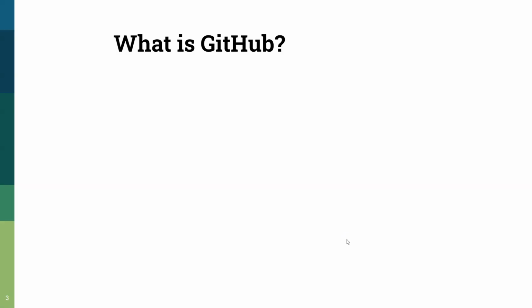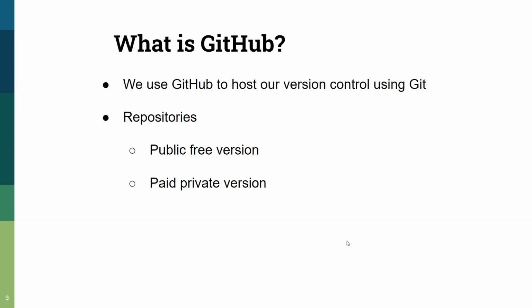And then what is GitHub, you may ask? So we use GitHub to host our version control system using Git. So Git is for version control, whereas GitHub is to make it available on the internet. So it is a hosting system, and we can create public free version repositories or paid private version repositories. So repository in this case means like a project or a folder, you can say.